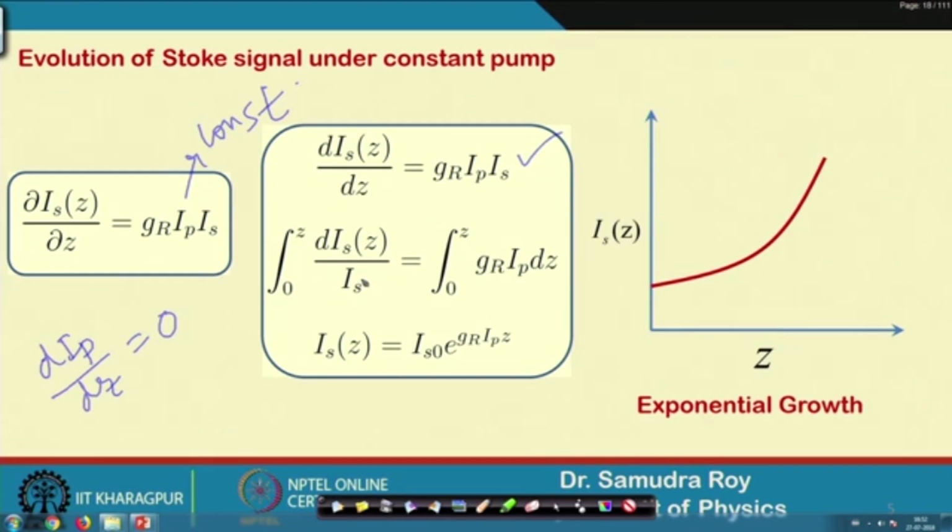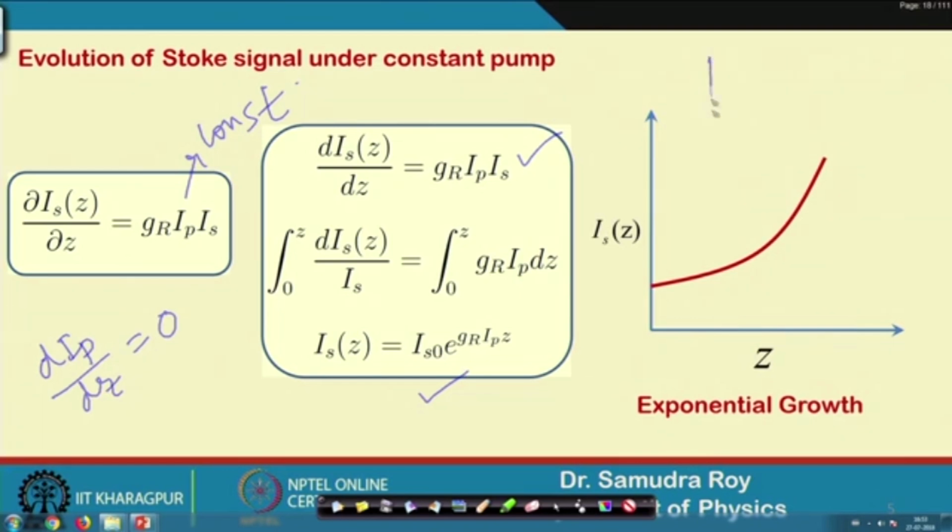I can put I s here and integrate over 0 to z, and the right-hand side also over 0 to z, and the solution is something like this, where we find that I s is going to increase exponentially, which is expected because we are talking about gain. If we solve this differential equation, we must have an increment, and in this case the increment is exponential in nature. So, this is some sort of exponential growth.